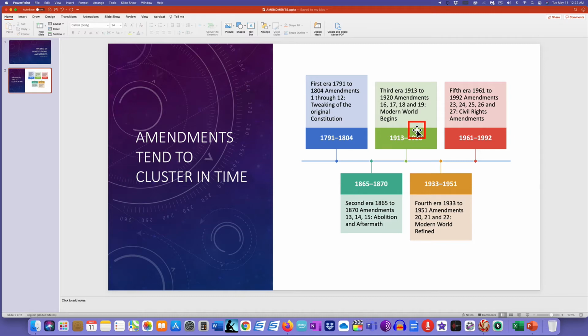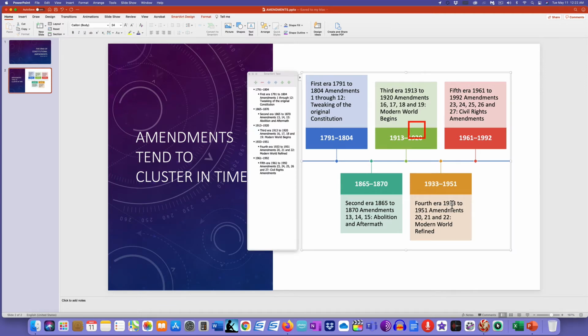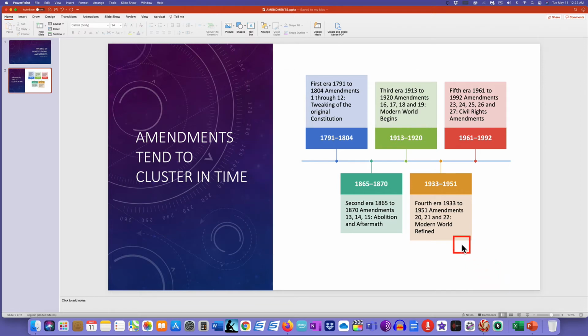Now, the next era is 1933 to 1935, and that is the era in which the modern world is refined. And it's actually very easy to understand how it is refined. For example, the 20th Amendment changes the dates on which the terms of the president and vice president and the members of Congress begin and end. So for Congress, it's January 3rd. For president, it's January 20th.